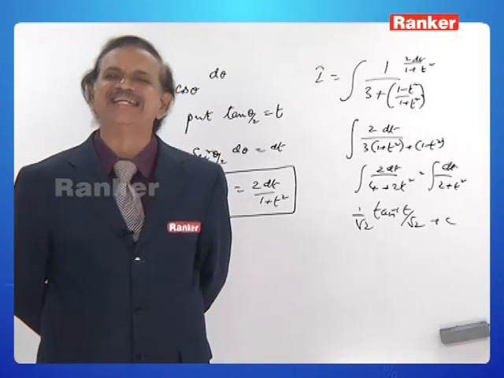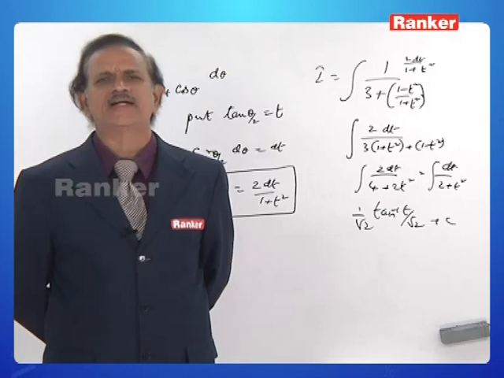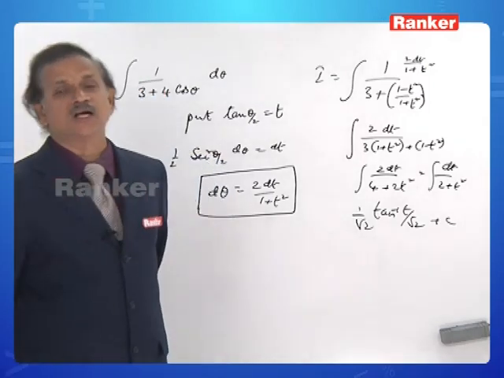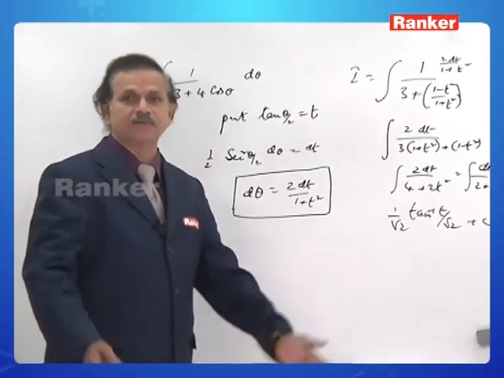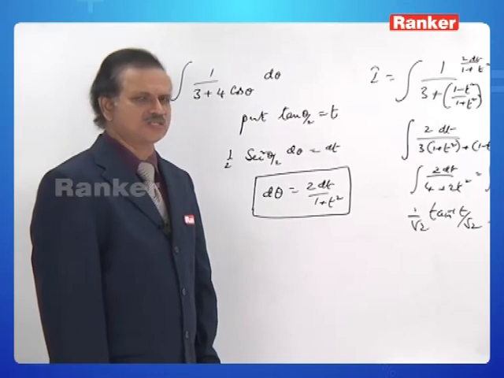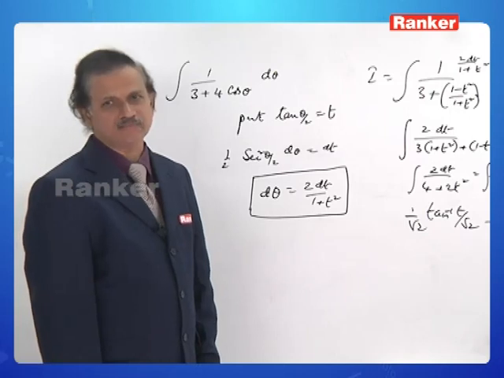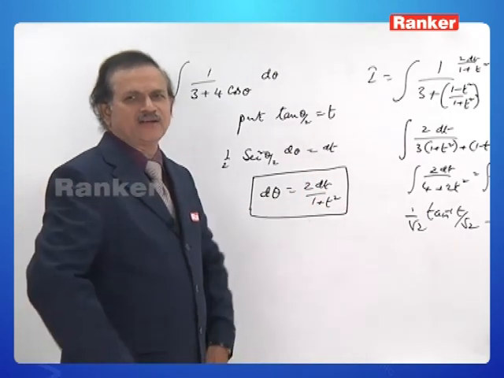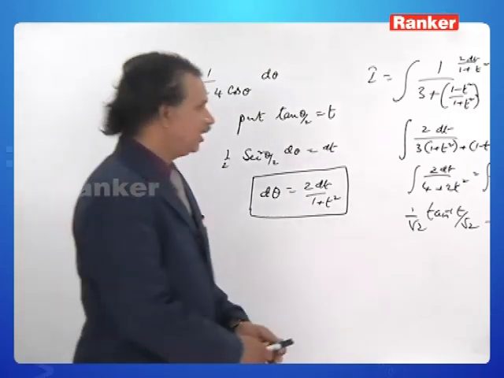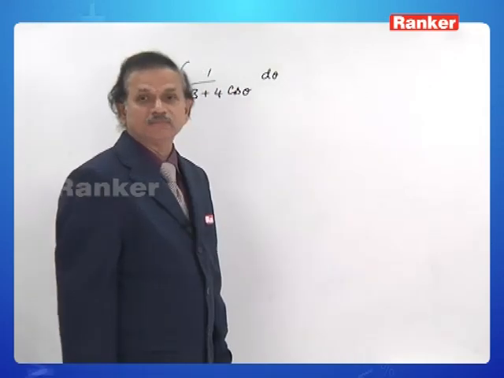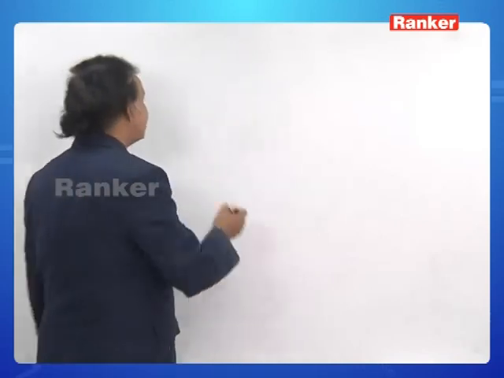Okay, instead of cos theta, if you have cos 2 theta, then what happens? We take tan theta is equal to t. If sin 2 theta is there, then also we take tan theta is equal to t. Why? Because cos 2 theta is equal to 1 minus tan square theta by 1 plus tan square theta. And sin 2 theta is equal to 2 tan theta by 1 plus tan square theta. So for both cos 2 theta and sin 2 theta, we have formulas connecting tan theta. That is the benefit we are having in substituting tan theta by 2 is equal to t or tan theta is equal to t.